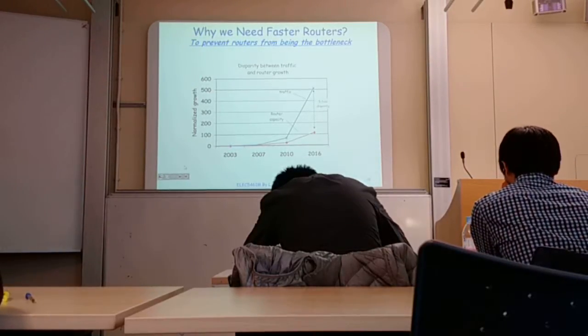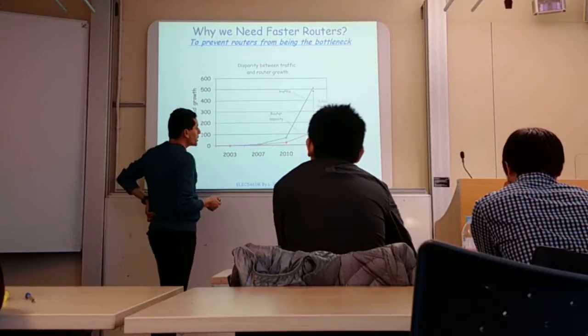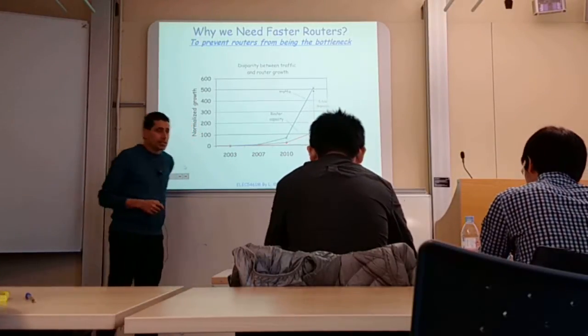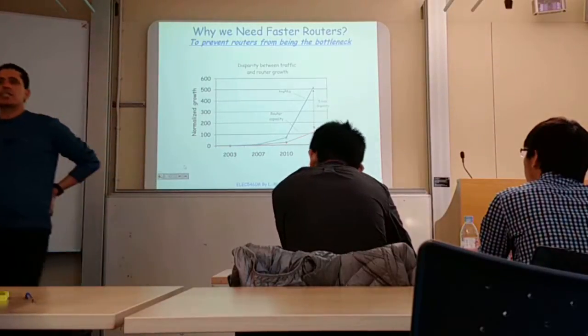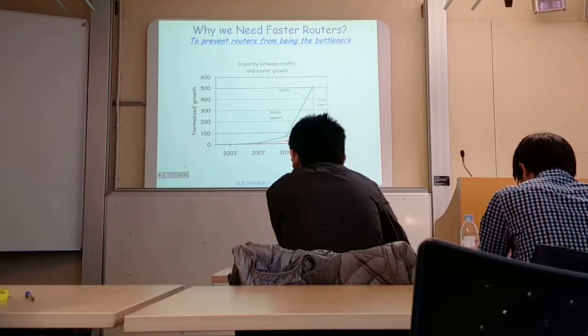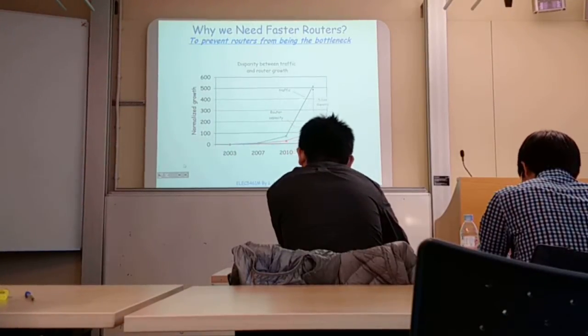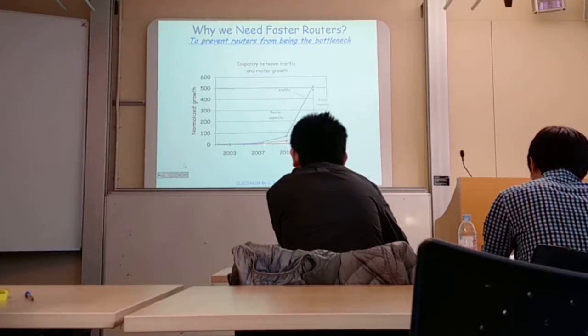Now, again, why do we need them to be faster? This is user traffic. The user traffic prediction for this year is 5 times more than router capacity, what you mentioned before. So that's really a big disparity, 5-fold. That's why routers are really needed to keep up the pace. And that's the goal of what we are studying in this module.